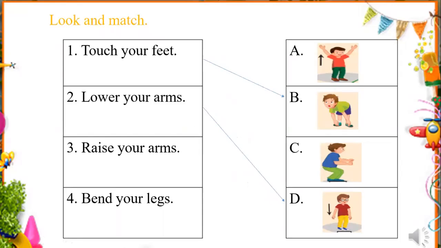3, raise your arms. A or C? Well done. Raise your arm here. 3, A. Now the last one, 4, bend your legs. Yes, it's C.